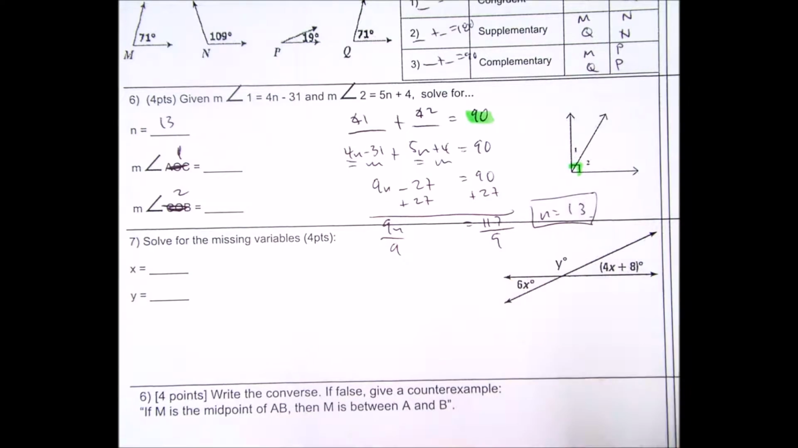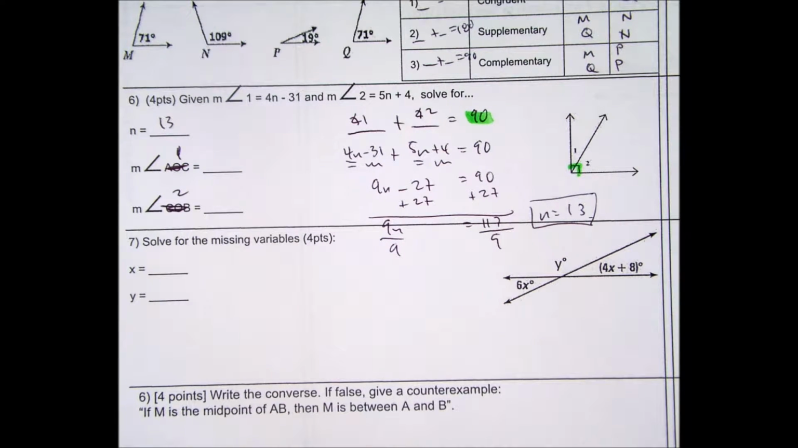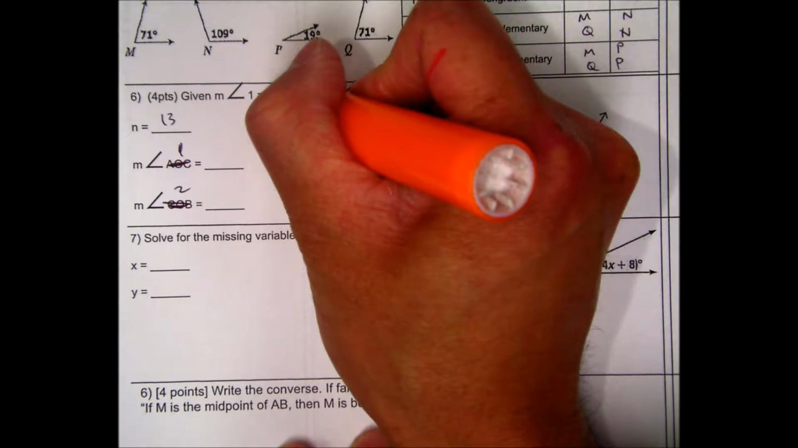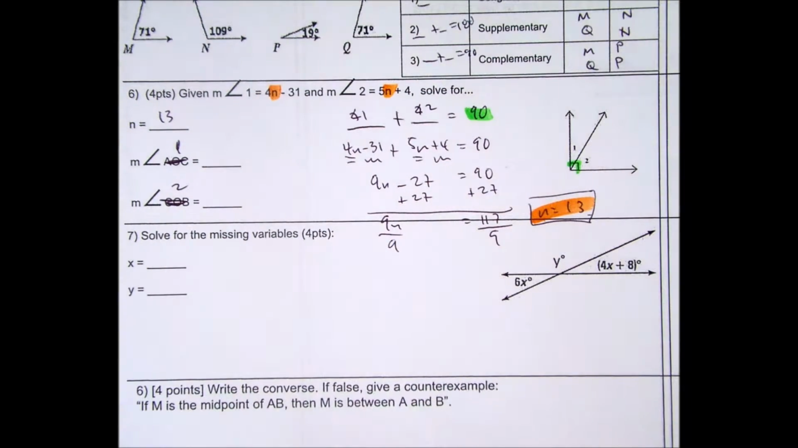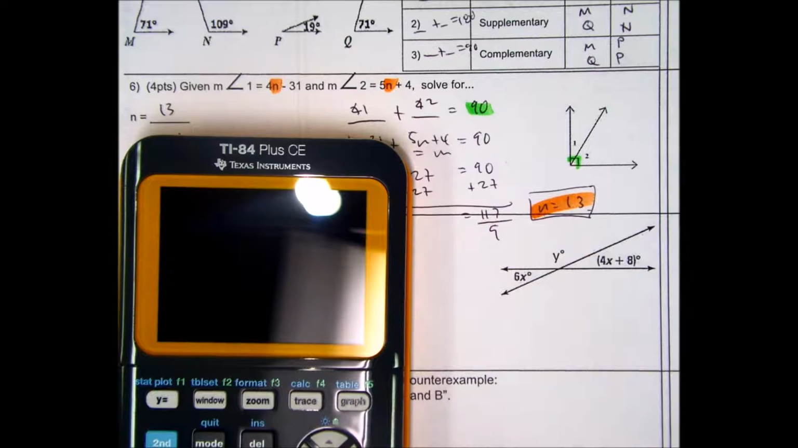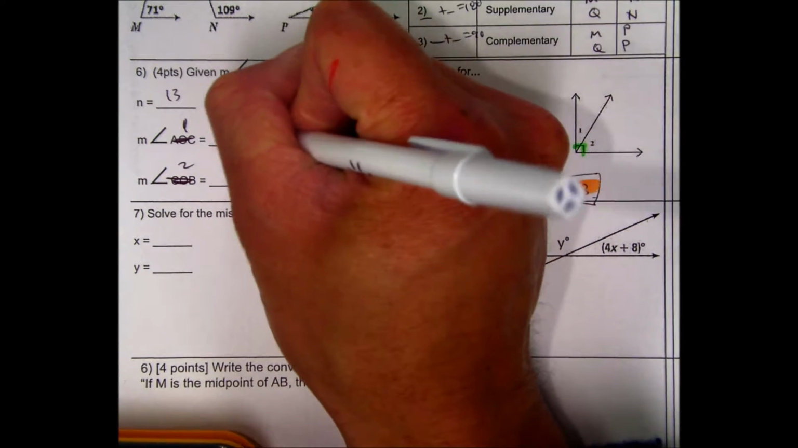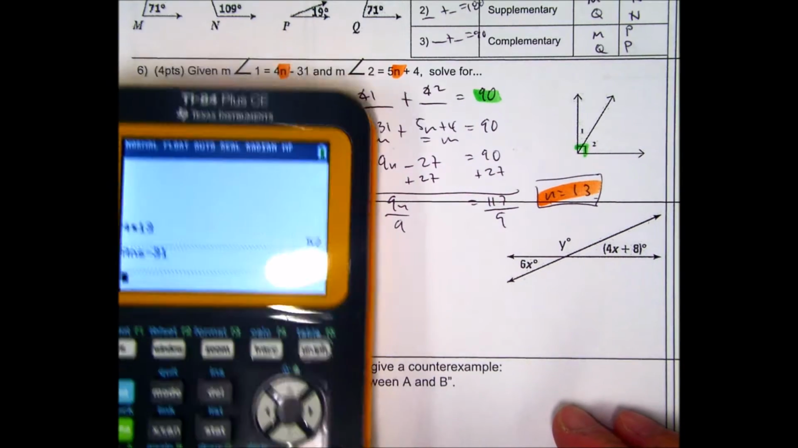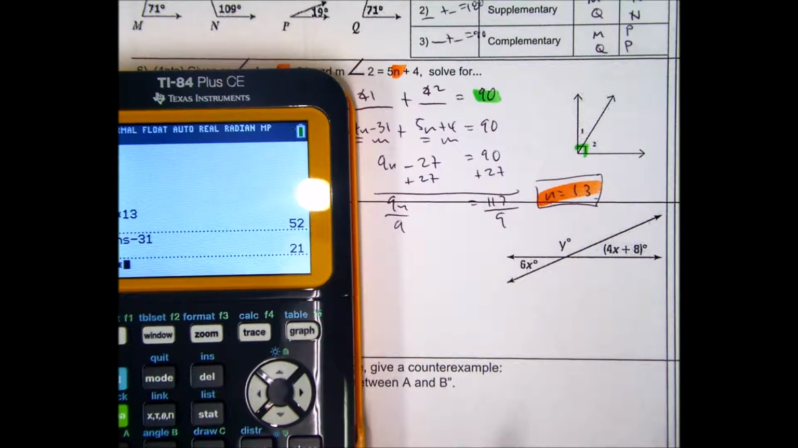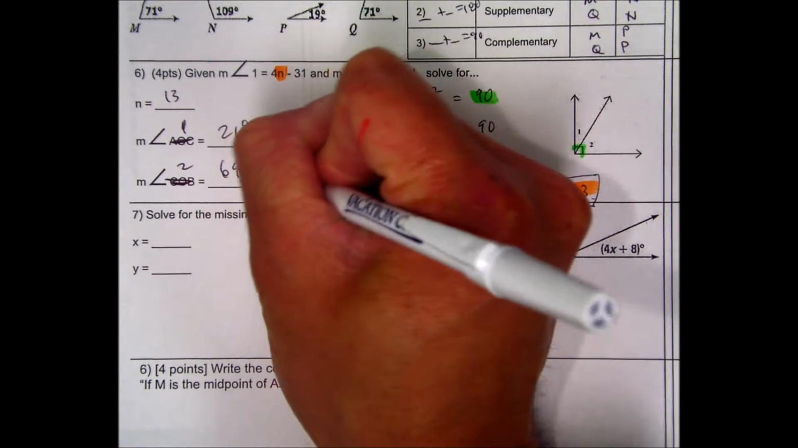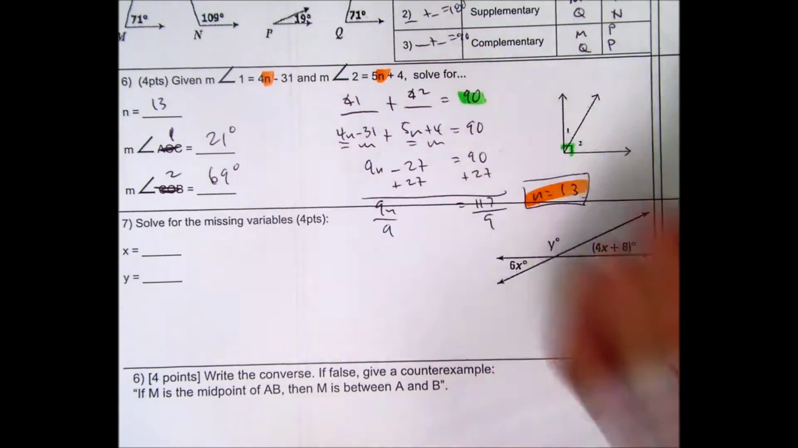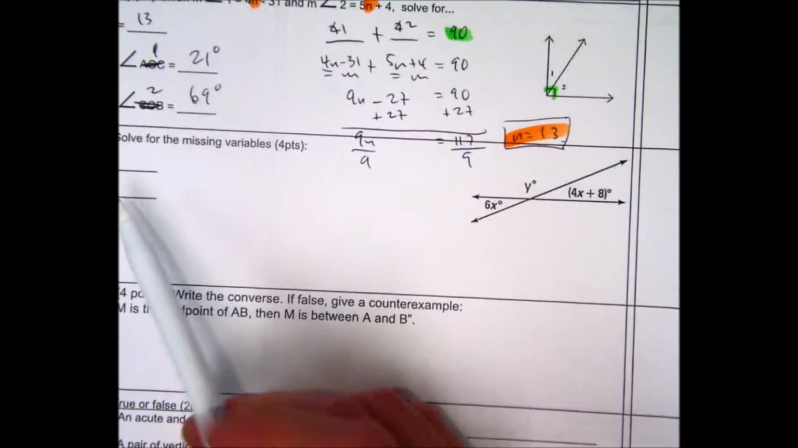If I take 13 there and substitute for here and for here, use my calculator. 4 times 13 minus 31 gives me 21 degrees. You're not marked wrong if you don't have degrees. 5 times 13, add 4, that'll give me 69 degrees. And you'll recognize that those two numbers add up to what? 90.